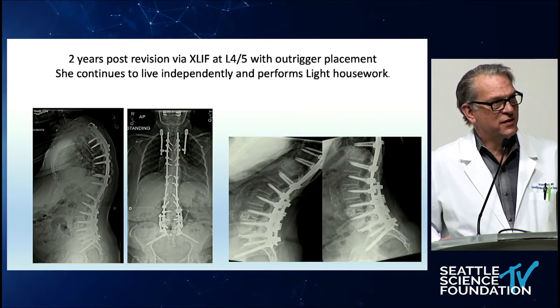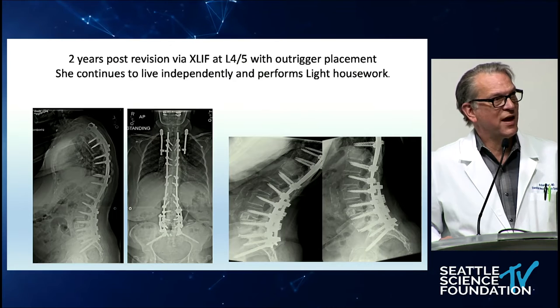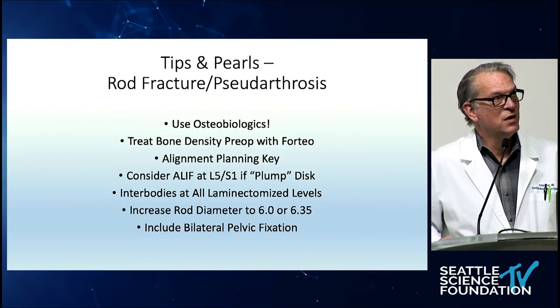And I will say this is the way I typically will treat rod fracture if it's isolated. If you can find the one level, just patch that level, typically anteriorly, and then bypass the fracture in the back without revising the entire construct. So how do we mitigate those risks?